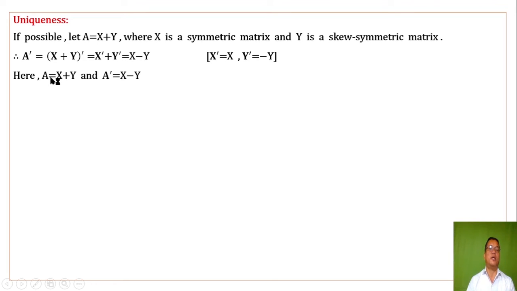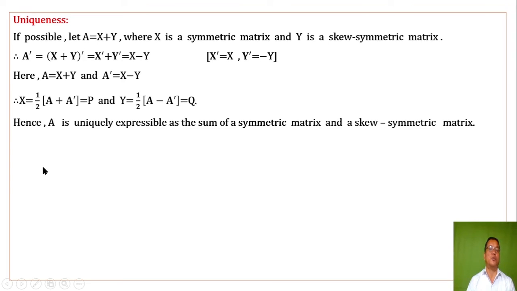But we have learned that A equals X plus Y, and also we have found that A transpose equals X minus Y. Using these two properties, we have X equal to half of (A plus A transpose), which is equal to P, and Y equal to half of (A minus A transpose), which is equal to Q. X and P are the same and Y and Q are the same, which contradicts our assumption that A can be expressed in other matrices. Hence, A is uniquely expressible as the sum of a symmetric matrix and a skew symmetric matrix.